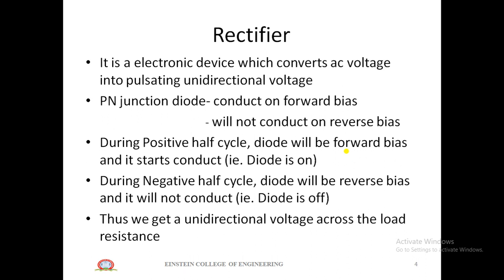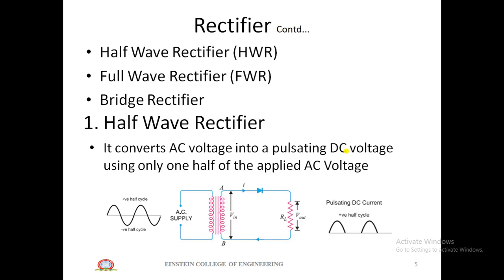During the negative half cycle, the diode gets reverse biased and it will not conduct. So we can say diode is off. Thus we get a unidirectional voltage across the load resistance. In rectifiers, we have half wave rectifier, full wave rectifier, and bridge rectifier. First we see about half wave rectifier.